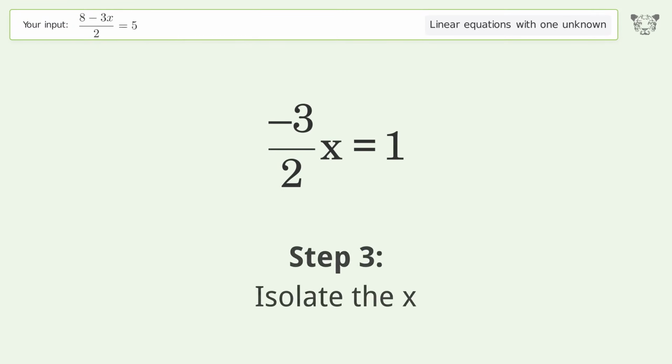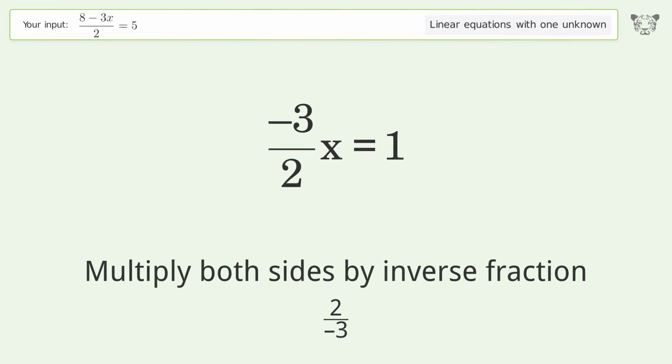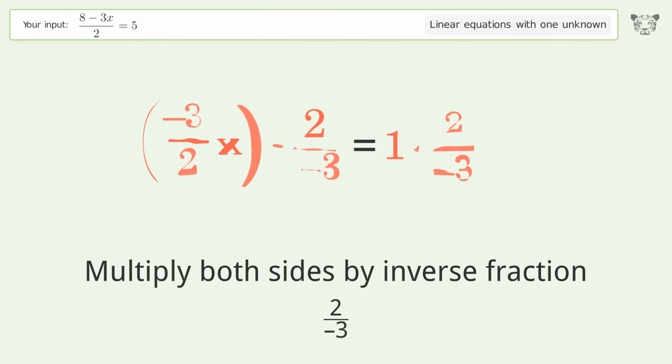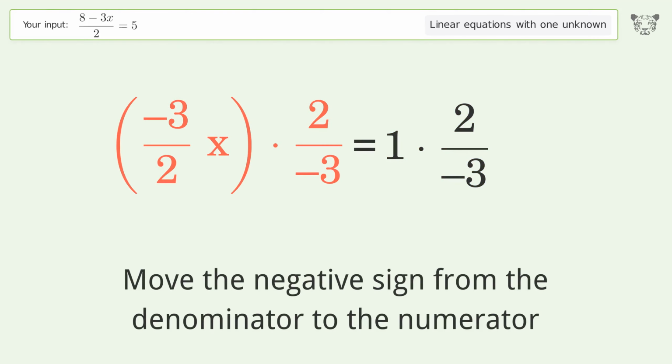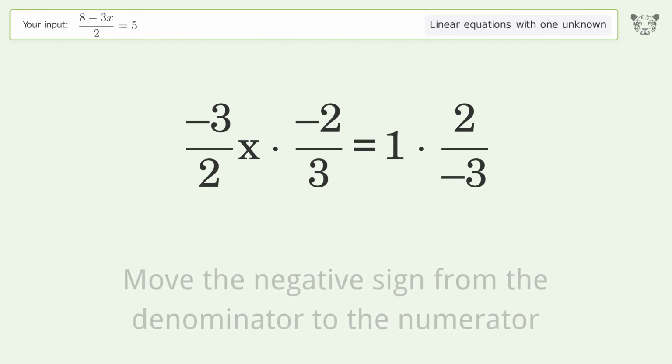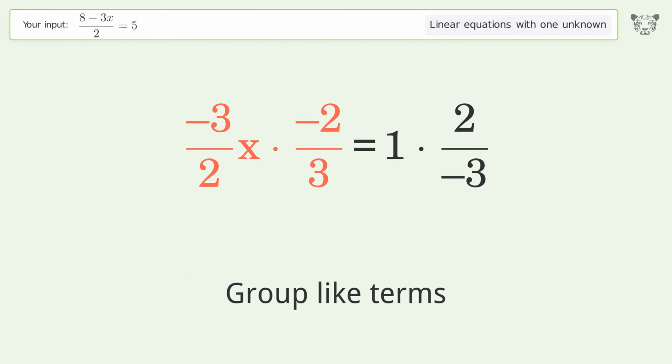Isolate the x. Multiply both sides by inverse fraction 2/3. Move the negative sign from the denominator to the numerator. Group like terms.